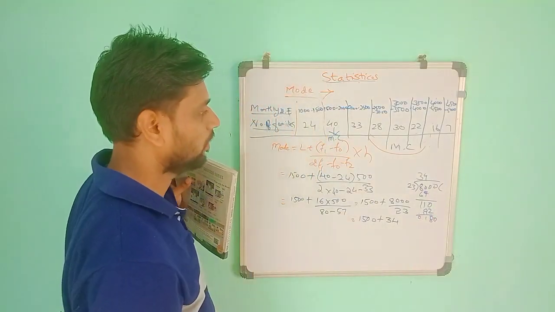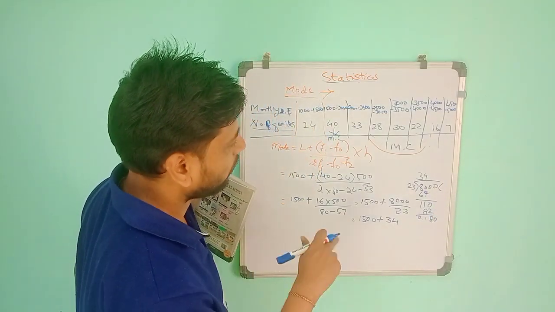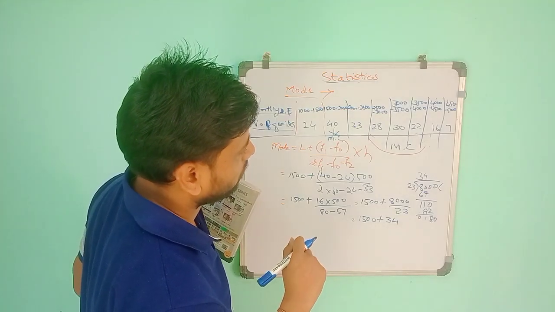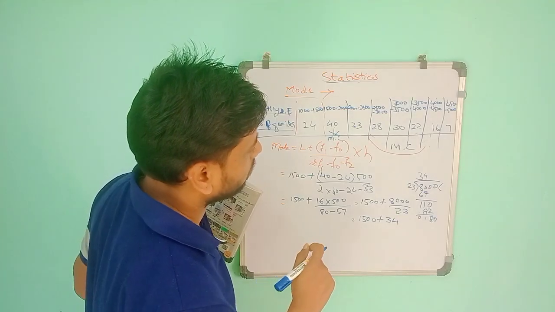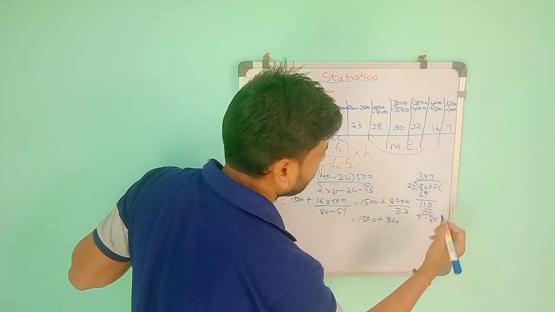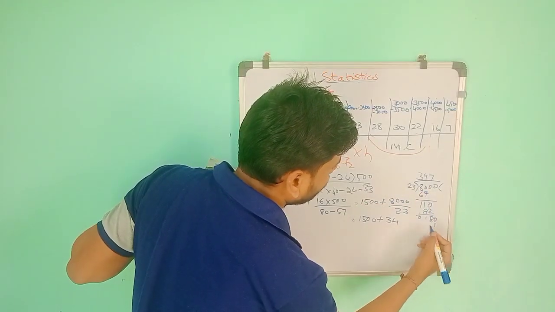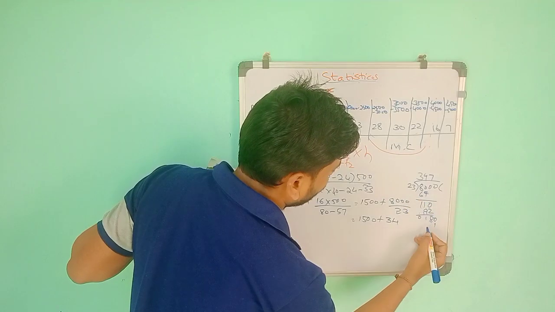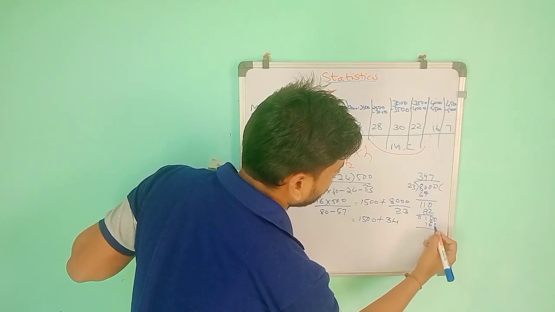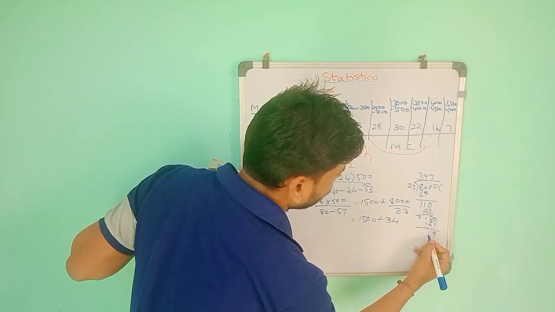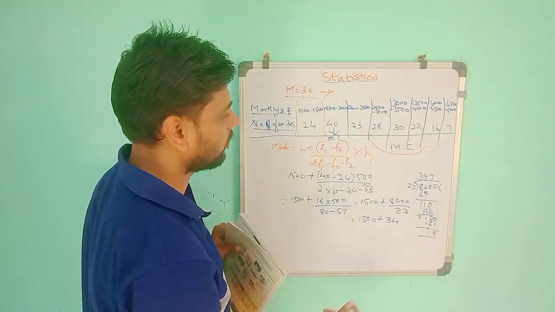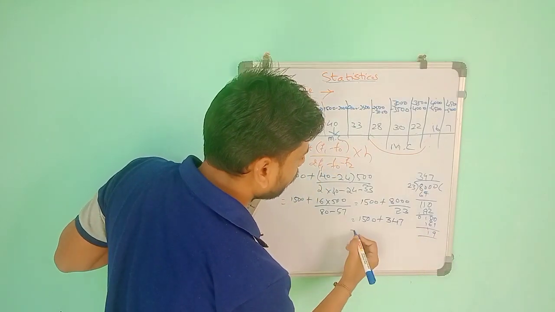So 23. If you take 23 8s, it will be more. So you can take 7. 23 7s are 161. 2 carry 14 and 16, 161. This will be 9, and this is 1, so it will be 19. So 347.